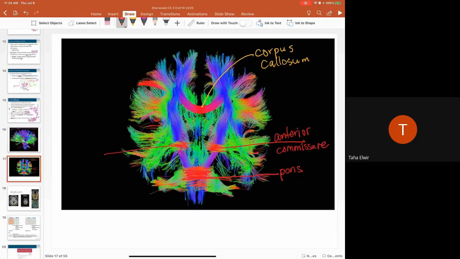Don't have to know these. I'm just pointing some of the things out that you might remember from your introductory course. So corpus callosum is the largest of these commissures. We've got a commissure in the pons, and then this corpus callosum, meaning it's huge, colossal, it's huge.